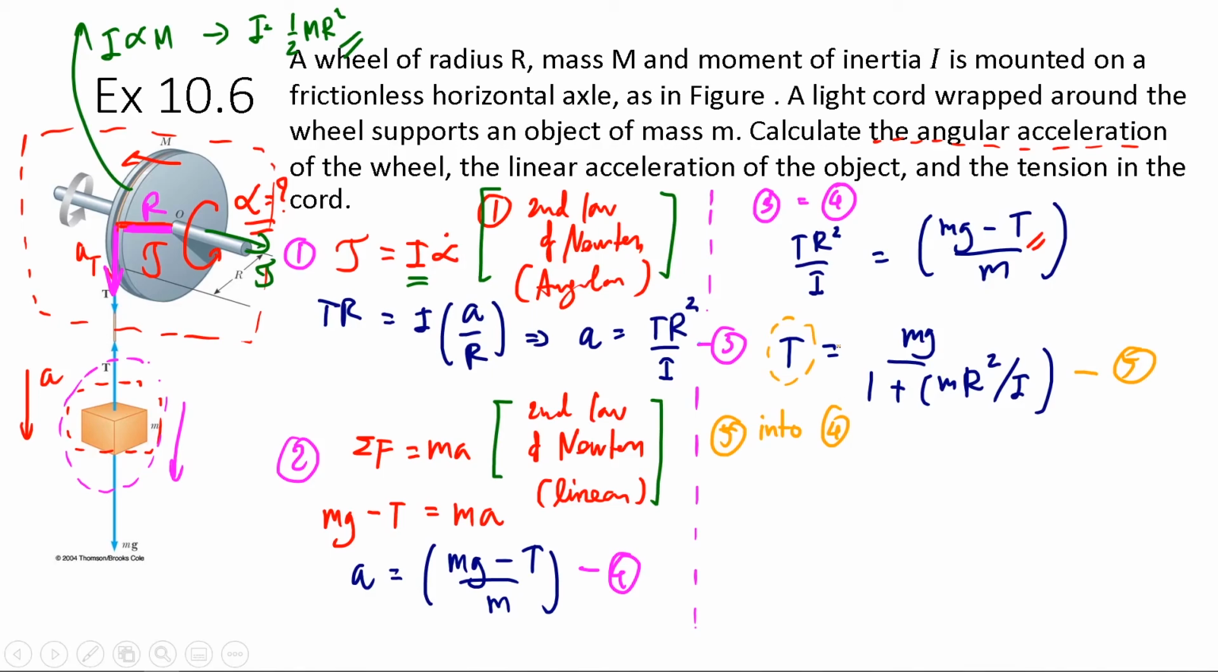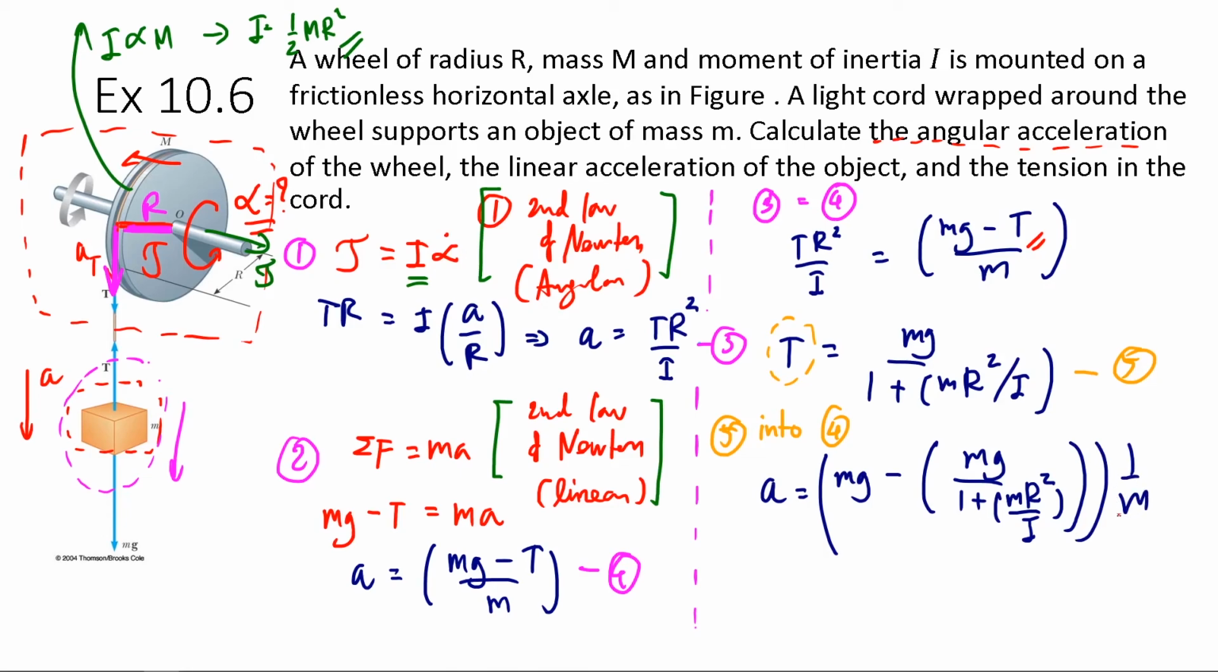So what am I going to get? I get a equal to g minus the T term, which is mg over 1 plus m R squared over I, with 1 over m. So the m terms can cancel each other. If you would like to determine alpha, which is a over R, you can put in all the values and rearrange. Finally, you get alpha equal to g over R plus I over m R. And this is in radians per second squared.